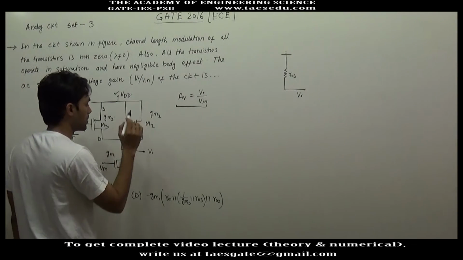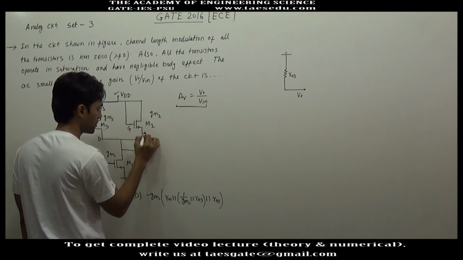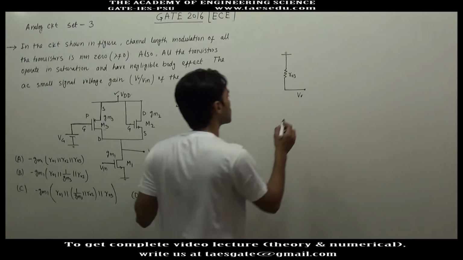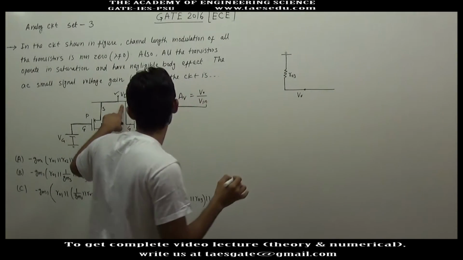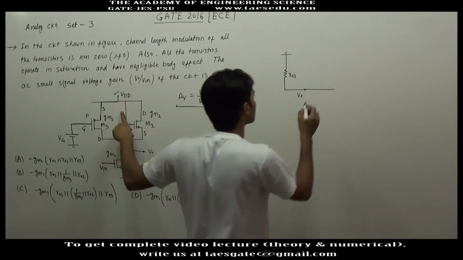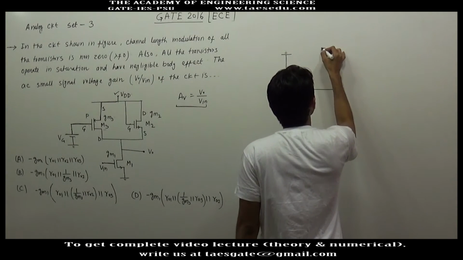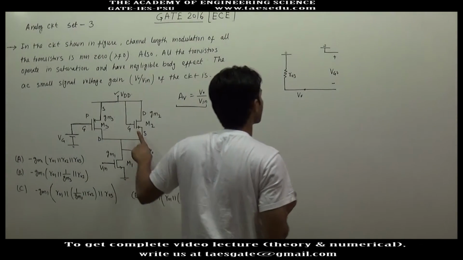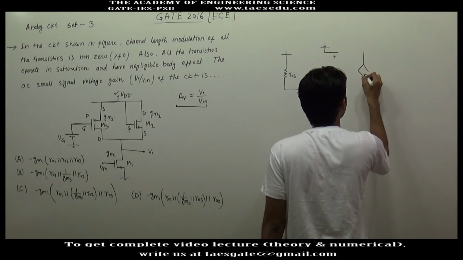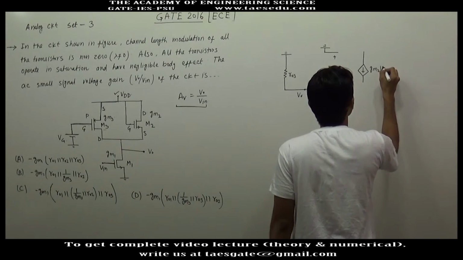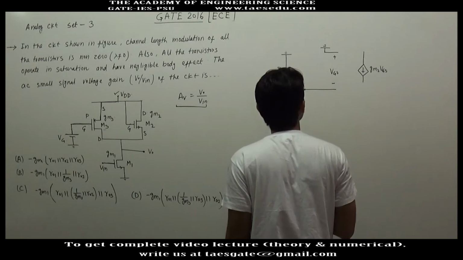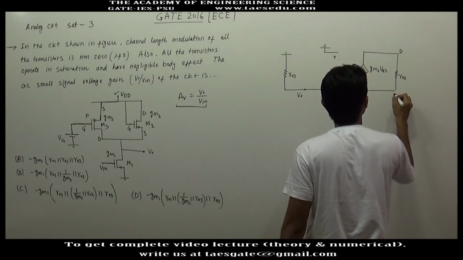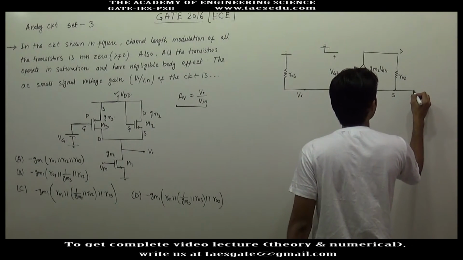Similarly, drawing the model of M2, this is an NMOS. So this is ground, this will be source and this will be drain. Source is connected to V0, so I'm taking it as source. Gate is connected to VDD, which is short circuited, so gate is connected to ground. This is plus minus VGS of transistor 2. Here you will have a current source GM2 into VGS, and R02 will be connected between drain and source, and this is at V0.